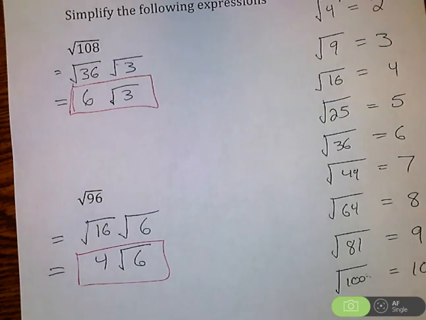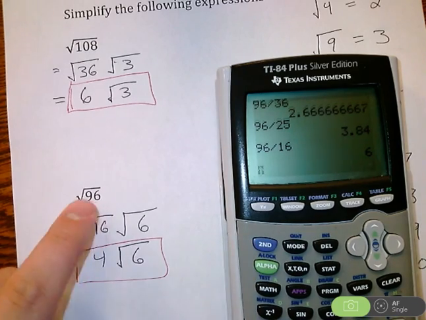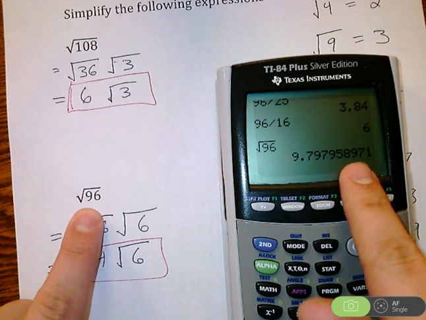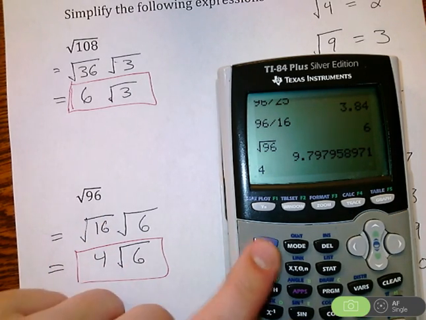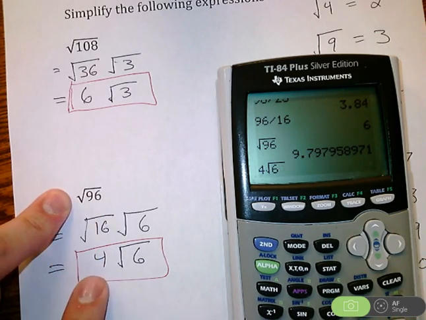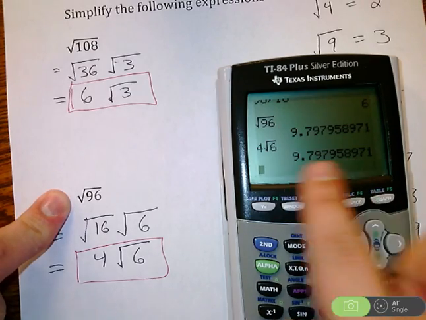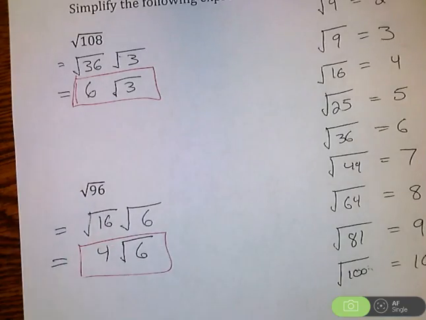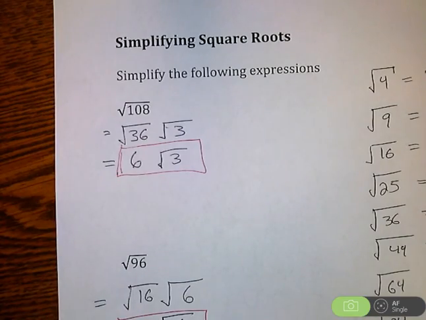A quick thing you can do to check, if you're not sure whether you're right, is type the square root of 96 in a calculator. I get this decimal here. Now check this out. We can type in 4 square root of 6. These are supposed to be the same, so I should get the same decimal, and I do, the exact same decimal. That's how I know these are my correct answers. And that was simplifying square roots.